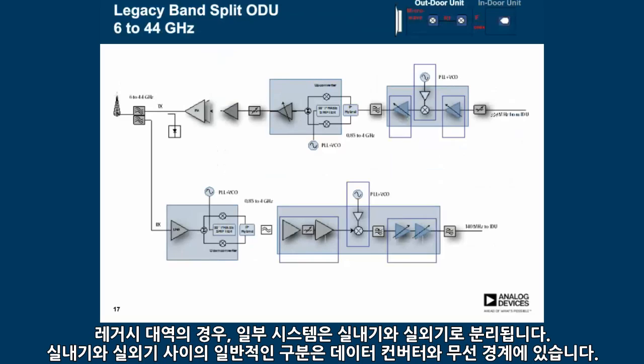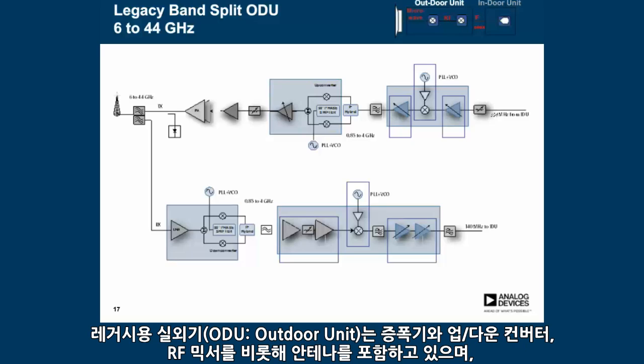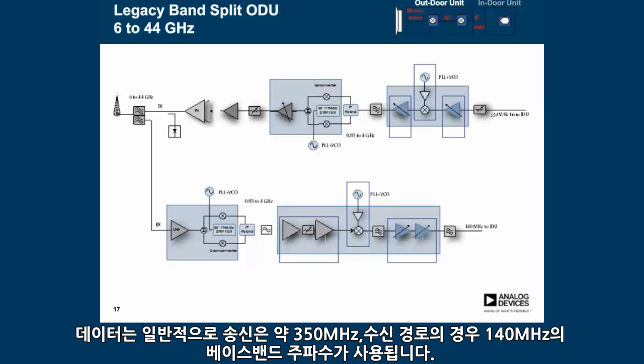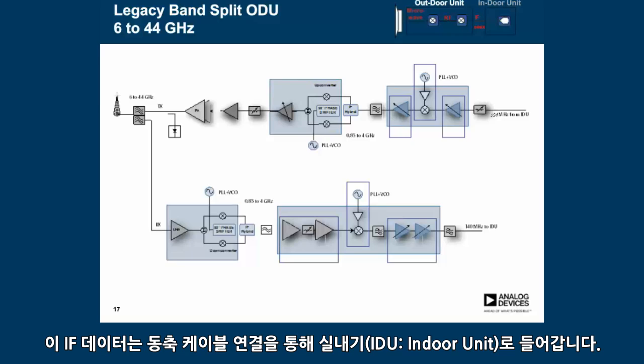For legacy band, some systems are split between an indoor unit and an outdoor unit. The typical partitioning between the indoor and outdoor units is at the data converters and radio boundary. The outdoor unit, or ODU, for a legacy band includes the antenna through the amplifiers, up-down converters, and RF mixers, where the data is at IF frequencies, typically around 350 MHz for transmit and 140 MHz for the receive path. This IF data will then go into the indoor unit, or IDU, through a coaxial cable connection.